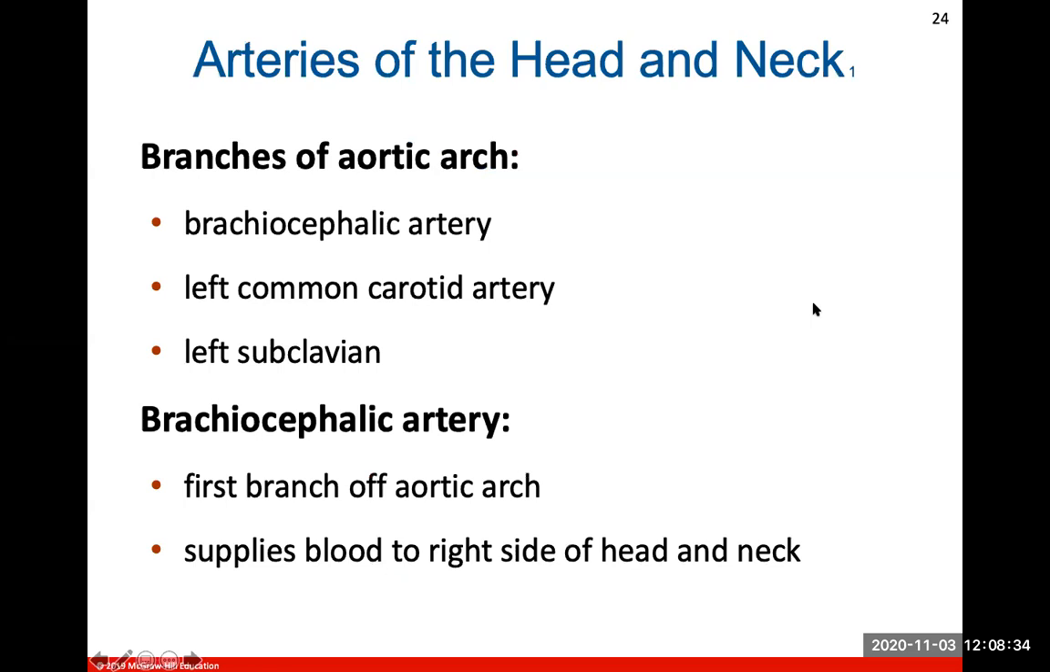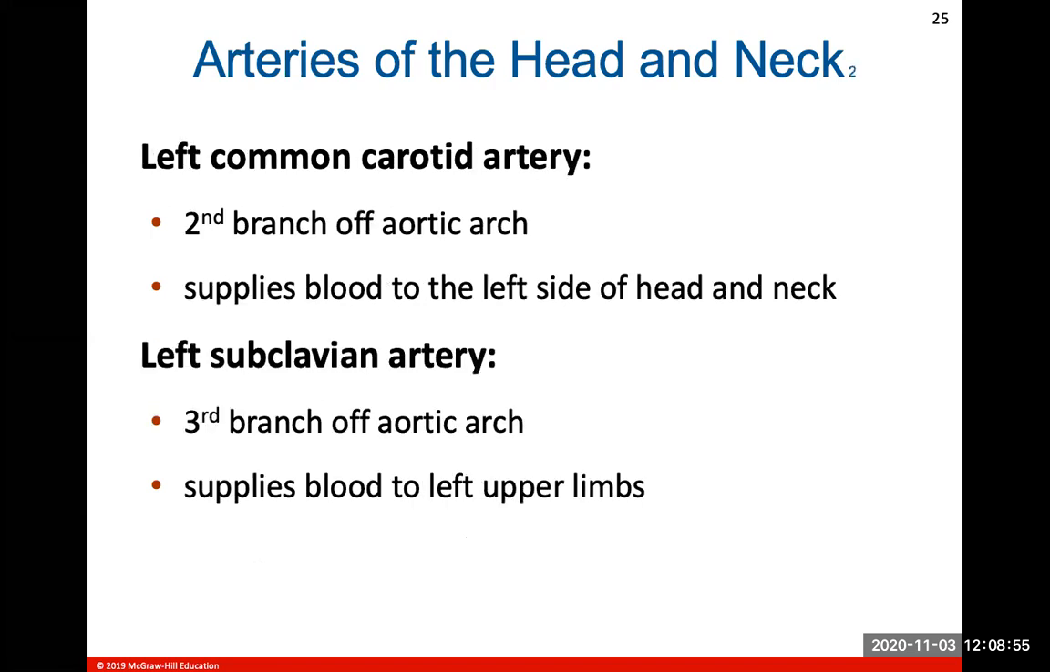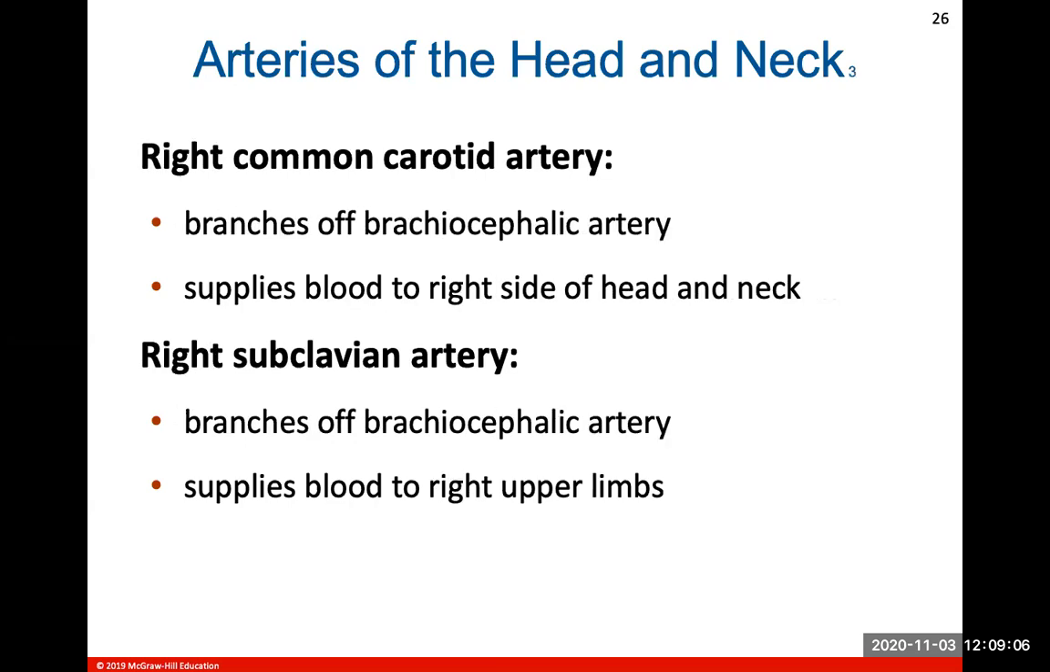The arteries of the head and neck, and this might explain a little more what kind of branches you need to know. Branches of the aortic arch: the brachiocephalic artery is the first branch that comes off of the aorta on the right side. Then the left common carotid artery and left subclavian come off. The brachiocephalic artery is the first branch, and it supplies blood to the right side of the head and the neck. The left common carotid is the second branch, and that supplies blood to the left side of the head and neck. And the left subclavian artery is the third branch, and that supplies blood to your left upper limb.